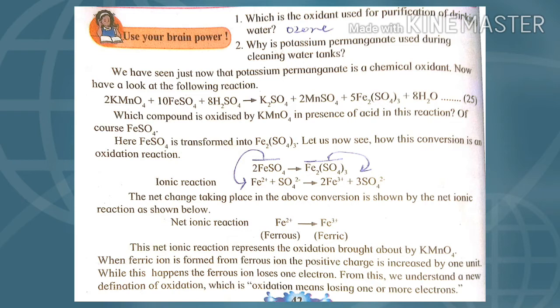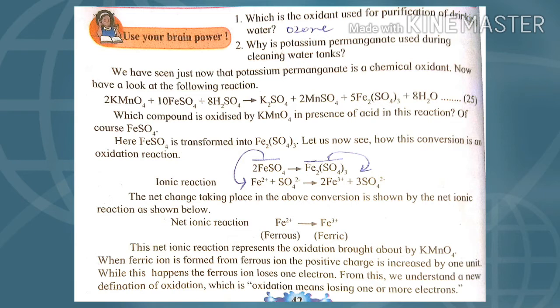Now we observe the above reaction, that is, 2KMnO4 plus 10FeSO4 plus 8H2SO4 gives K2SO4 plus 2MnSO4 plus 5Fe2(SO4)3 plus 8H2O. Here FeSO4 is transformed into Fe2(SO4)3. That is, 2FeSO4 gives Fe2(SO4)3. That is, Fe2+ plus SO4 2- gives 2Fe3+ plus 3SO4 2-. That is, Fe2+ gives Fe3+.